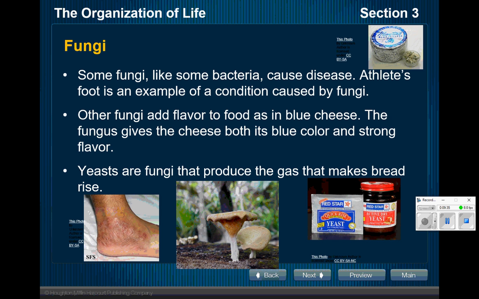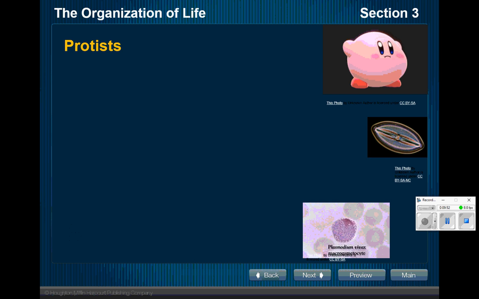Yeast are fungi that produce a gas that makes our bread rise. So if you really think about it, those gas bubbles or the rising of the bread is really like belches or farts of a fungus, if you want to think of it that way.